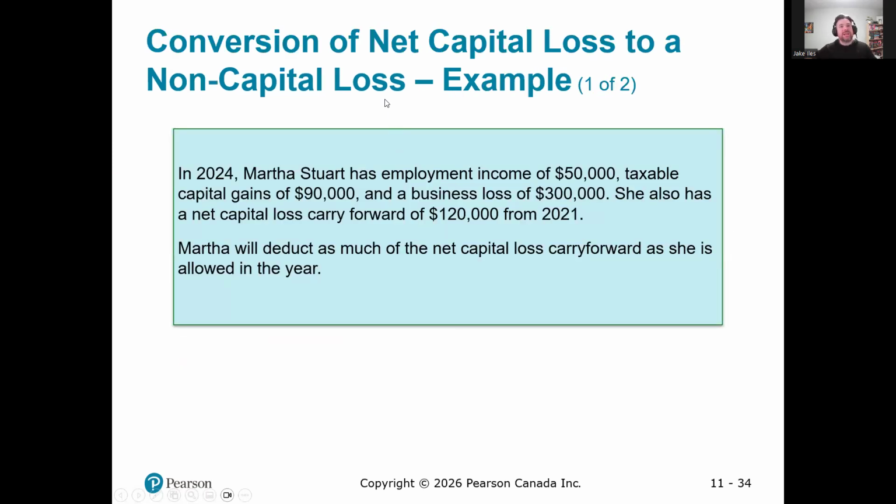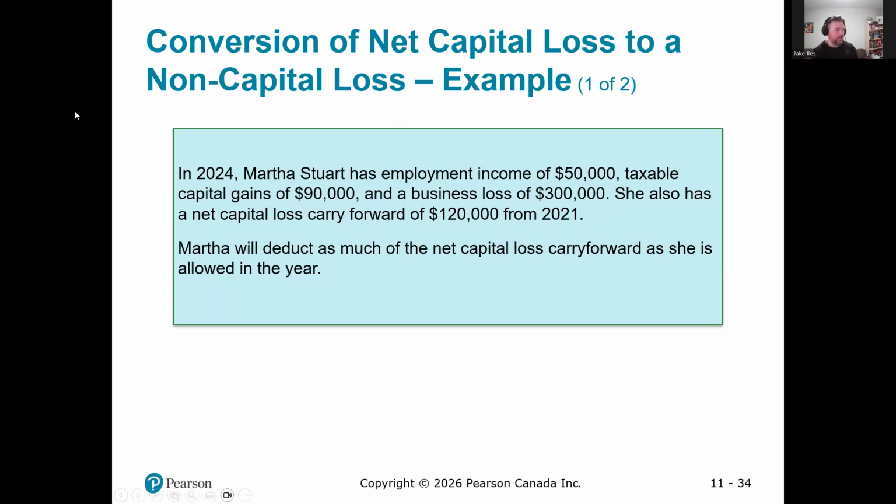But because net capital losses can only be applied against a certain income type, what if we no longer have assets? We sold our last one, we had a loss. Now we're not going to have any future gains. Well, maybe there's something we can do to convert that net capital loss to a non-capital loss to make it more useful.